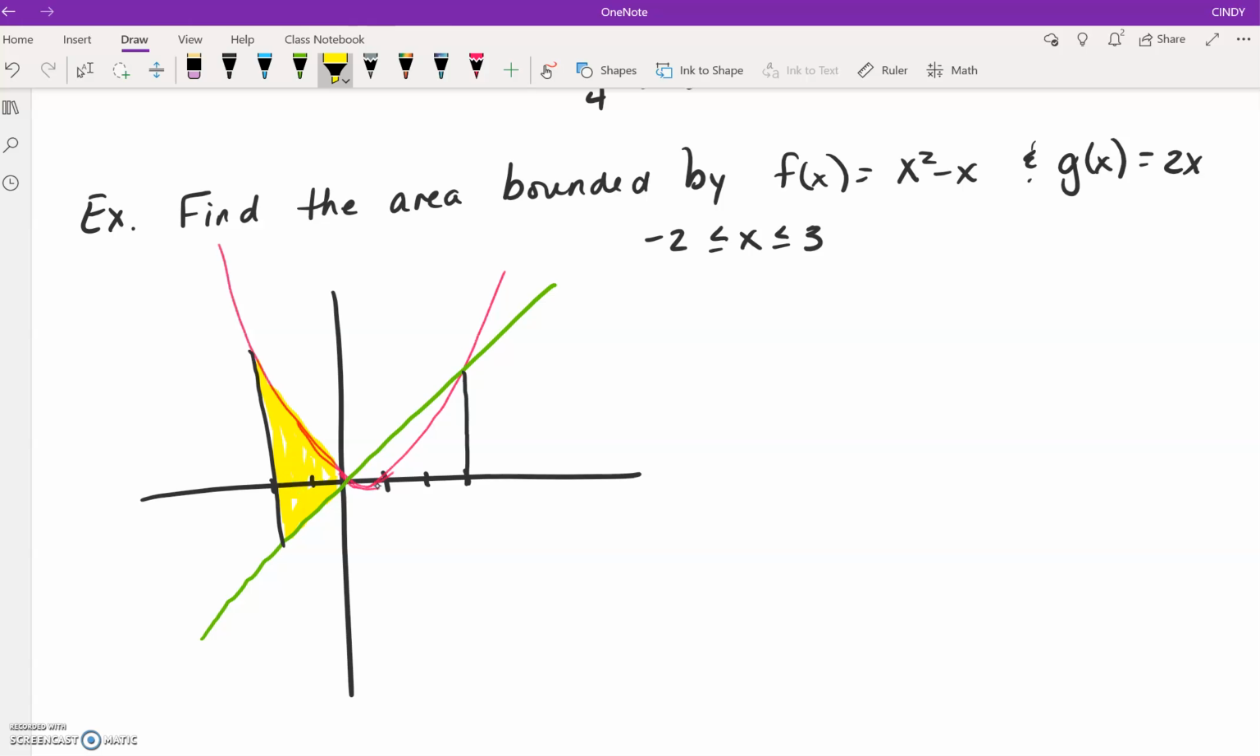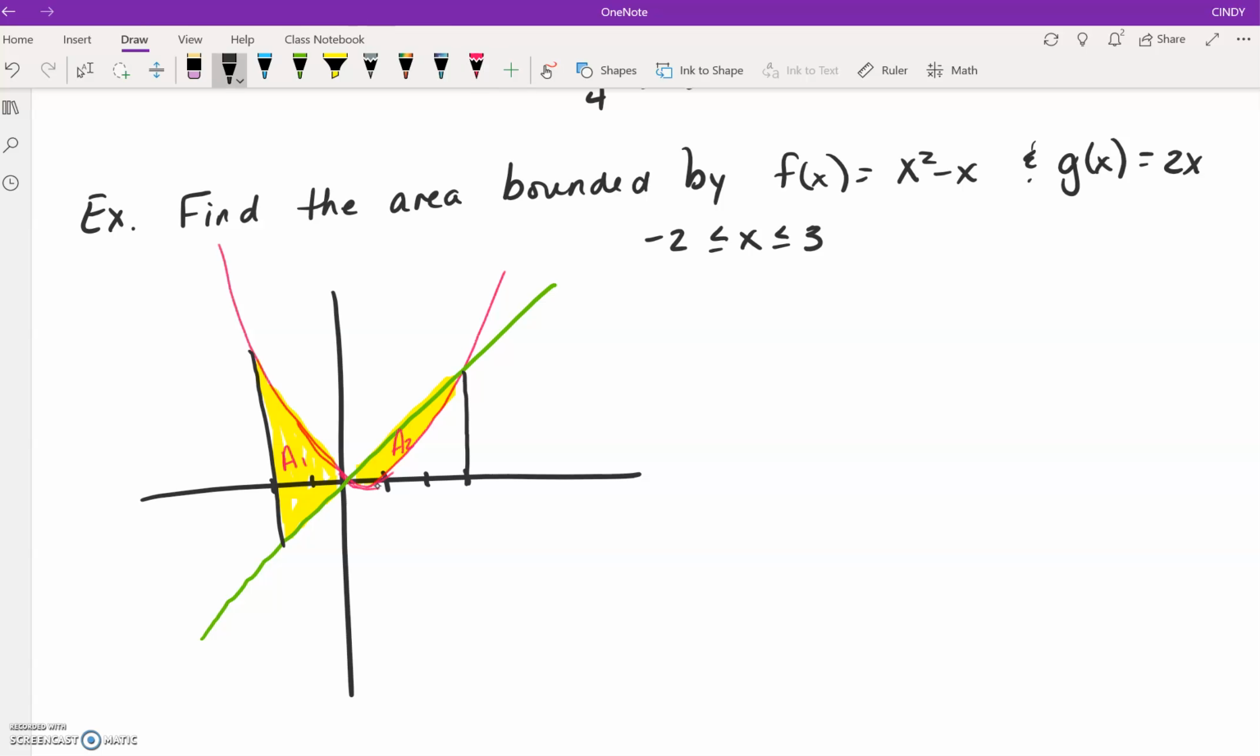So we're looking at the area here where the function in pink is on top, which is the function f of x, and then on the right hand side the green line is on top, which is the function g of x. So we have to take that into account. So let's do it this way. Let's do two separate areas and then add together. Let's call this one area 1 and this guy area 2.